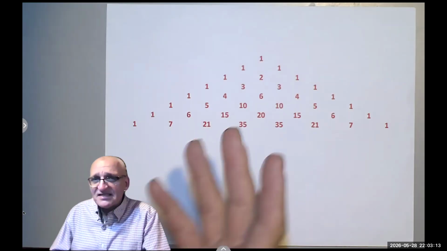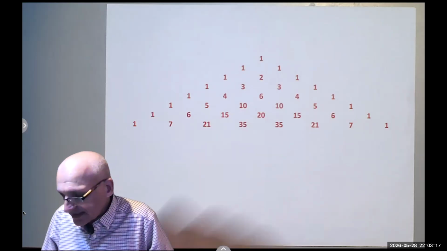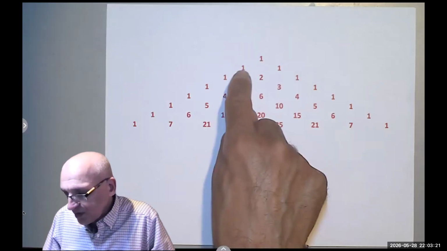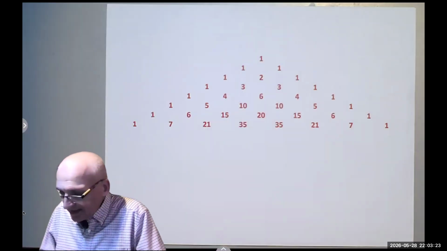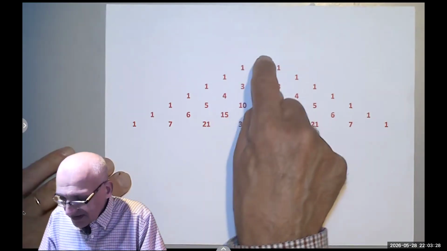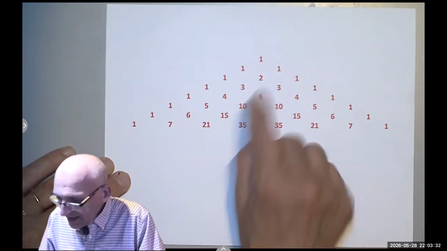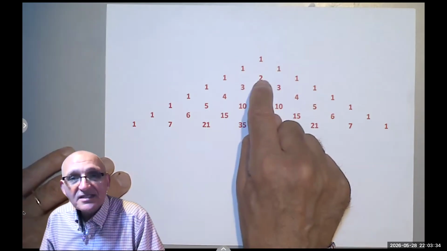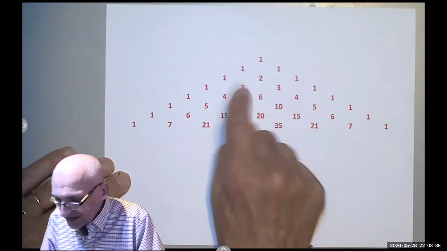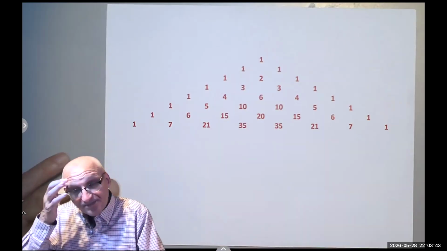Basically, we start with one, and then the next line after that, all the lines start with one and end with one, and then they increase by one number. So here's a single number, two numbers, three, four, five, six, and so on and so forth. And the middle numbers, we always make them the sum of the two above it. So the 2 is 1 plus 1, the 3 is 1 plus 2, the 35 is 15 plus 20, and so on and so forth.